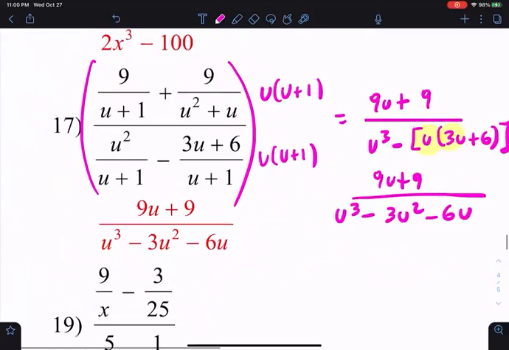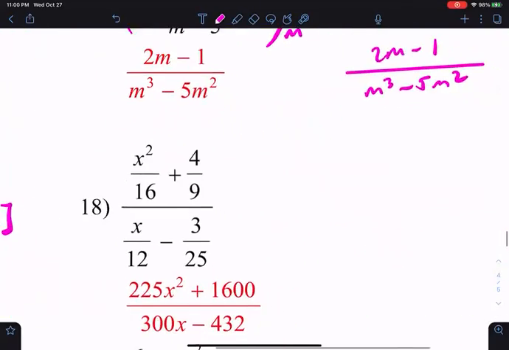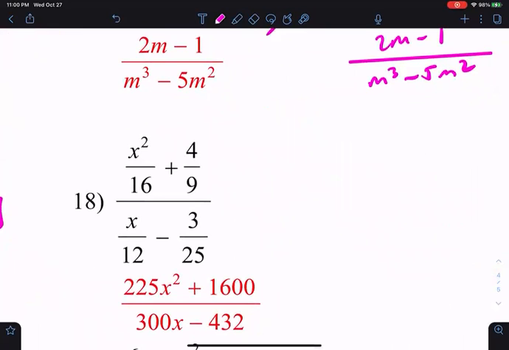Next problem. 18, right? So 18. What is the common denominator here? Well, this 16, we can multiply by 9, we get 144. We multiply this one, we get 144. We multiply this one by 12, we get 144. But this is not divisible by 4 or 3. This is only divisible by 5. So we have a problem here, right?